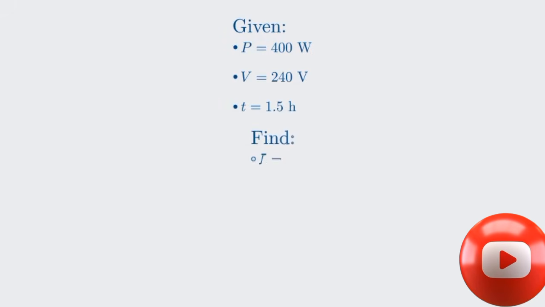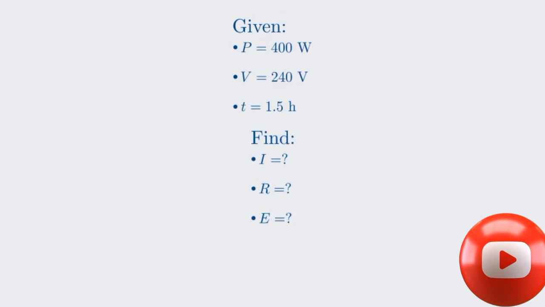Let's quickly recap our journey through this problem. We started with a word problem and broke it down into solvable parts. First, we identified the known variables and the quantities we needed to find. The problem gave us power equals 400 watts, voltage equals 240 volts, and time equals 1.5 hours. We needed to find current I, resistance R, and energy E.